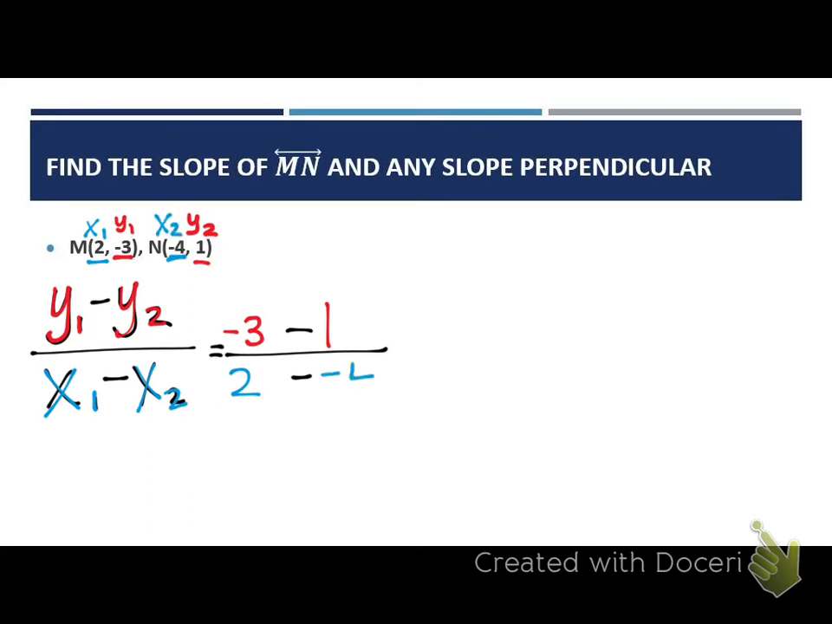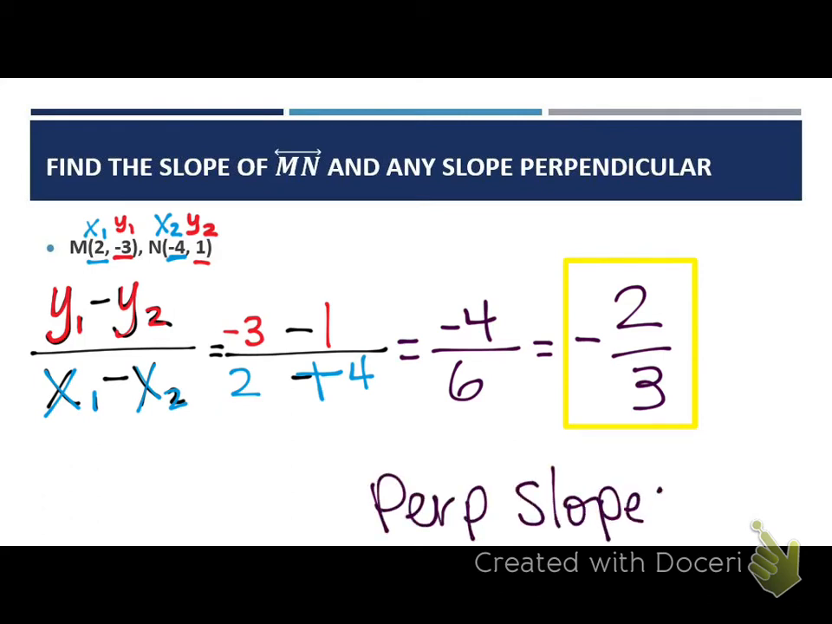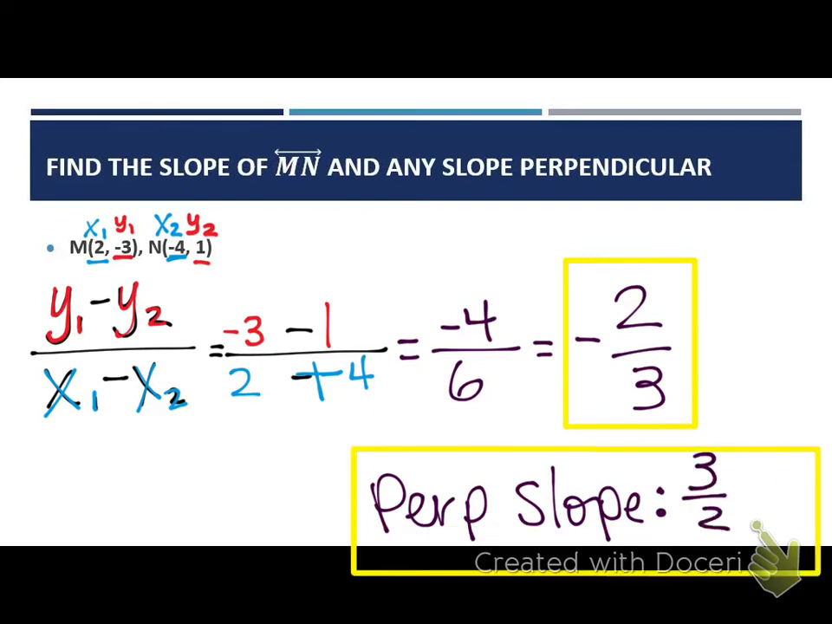negative 4. What happens when I plug in a negative 4 and there was already a negative in the formula? Turns into a positive. So in the top we have negative 3 minus 1, negative 4. Then we have 2 plus 4, which is 6. Can this be reduced? Yes. What is this reduced to? Negative 2/3, right? So that's the first part. And then we're going to find the perpendicular slope. So perpendicular will be the opposite sign. So what will be my perpendicular sign? Positive. And then flip it would be 3 over 2. That's it. Questions on this one?